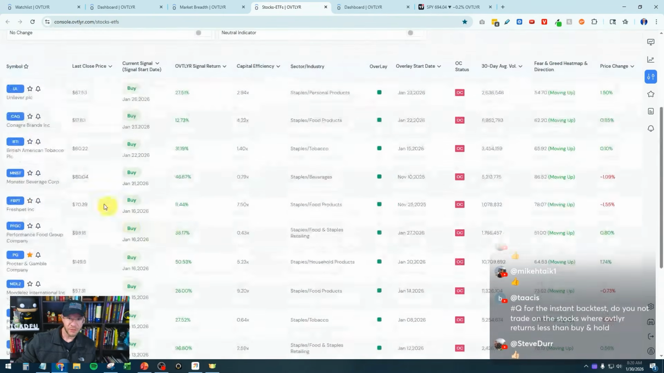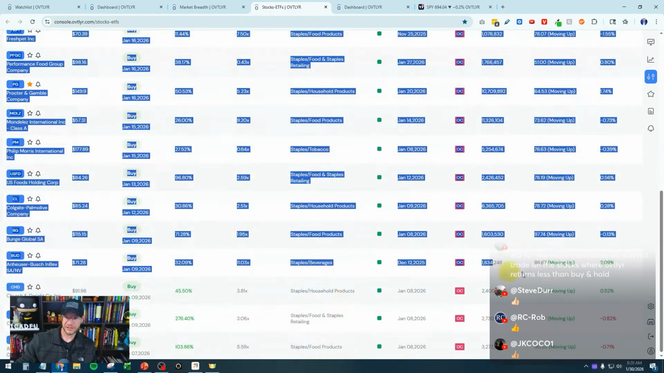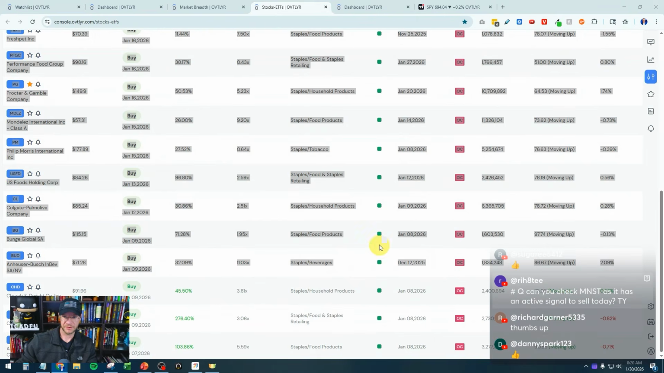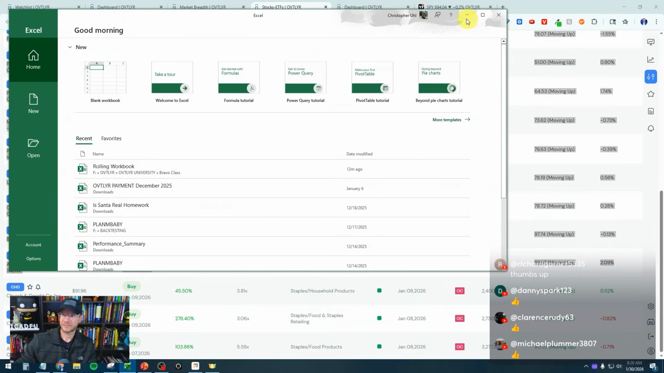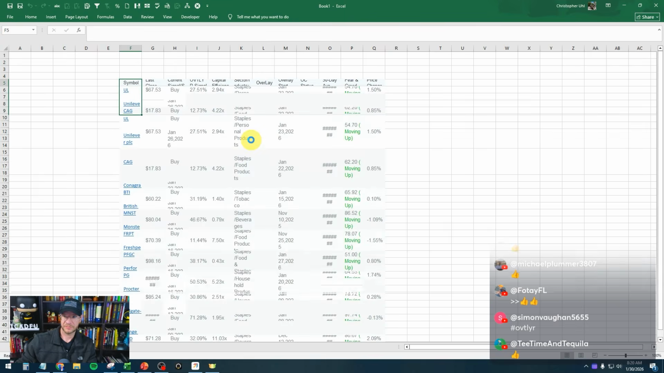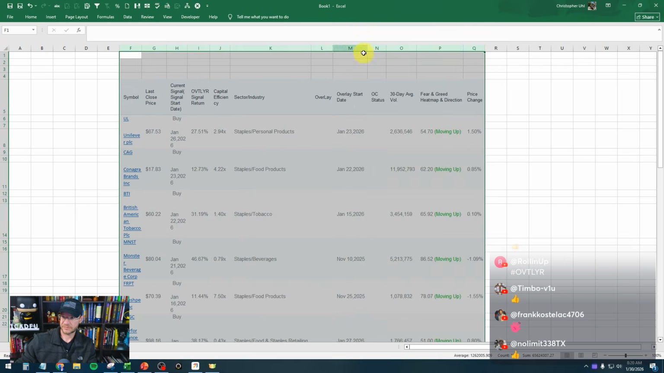And one way you could do it, you could copy it, right? I used to do it this way before the bookmarklet. Just literally Control-C, pull up Excel, put a blank spreadsheet, and Control-V, right? If you want to do it that way, resize your columns to fit. There you go. Now you can sort by outlier signal return right here.